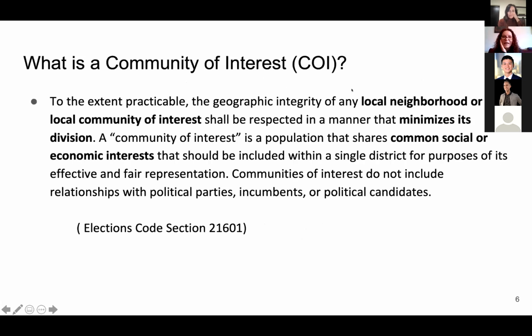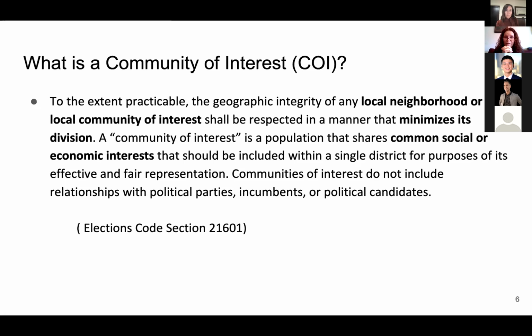So let's remind ourselves really quickly what a community of interest is. And again, this comes straight out of the elections code. To the extent practicable, the geographic integrity of any local neighborhood, so a neighborhood and a community of interest, so we're already talking about two geographic entities here, right, shall be respected in a manner that minimizes its division. I put that in bold because I am aware of some jurisdictions where they were advised to split communities of interest to spread them around.